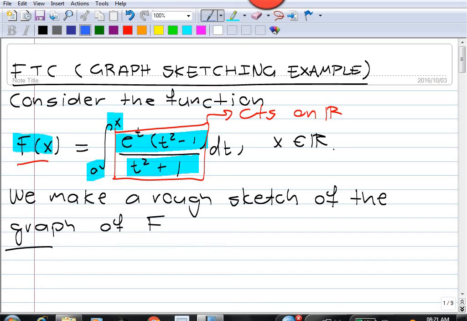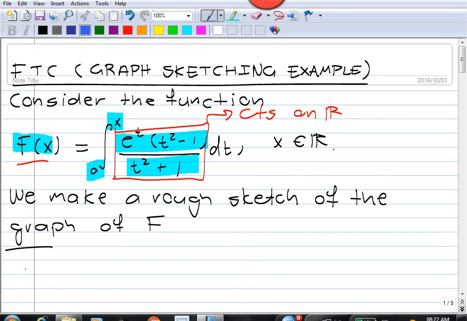Now to calculate any explicit or exact value for f, say calculating f of 2, would require us to evaluate a very difficult integral. So instead of trying to find exact values for f and then plotting these, we use the fundamental theorem of calculus to extract some information about the function, which will enable us to plot a rough sketch of the graph of the function.